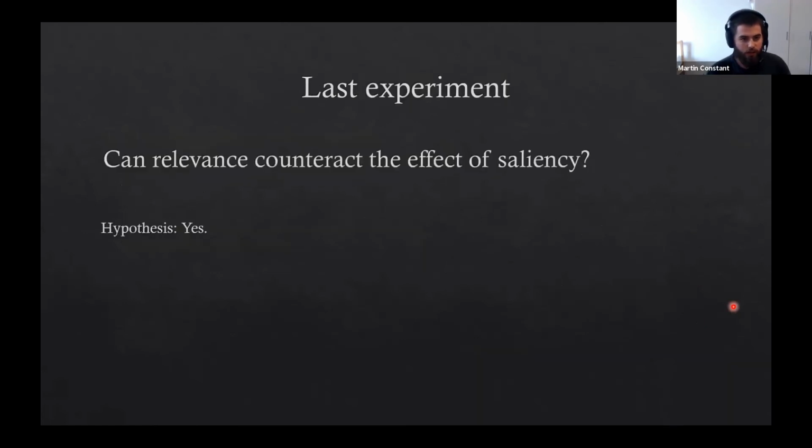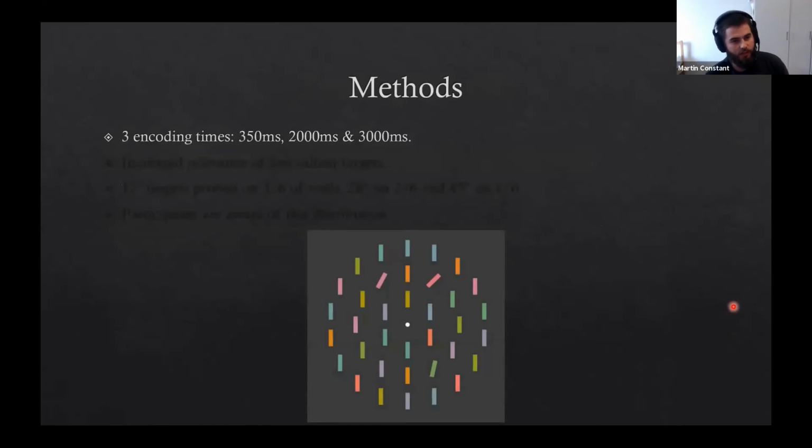So the last experiment is, can relevance counteract the effect of saliency? Because if the time alone won't do it, maybe changing the probability will. So we use 3 encoding times. Again, the 350 milliseconds, the standard one that we rely on for comparison with all our experiments, 2 seconds and 3 seconds. We ran a small pilot and we determined that 2 seconds was not enough, most likely to fully override. So we also increased to 3 seconds.